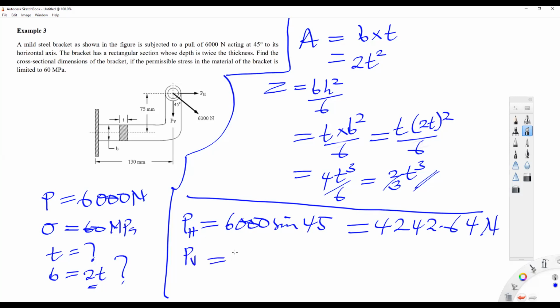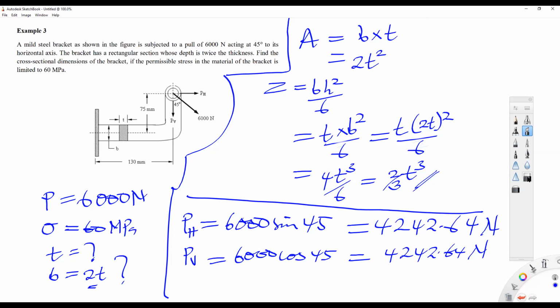The vertical component, PV, the same thing. So here we are also going to have the vertical component of the force equal to 6,000 cos 45, which will be the same value, 4242.64 newtons. Okay, so now we have these expressions here.